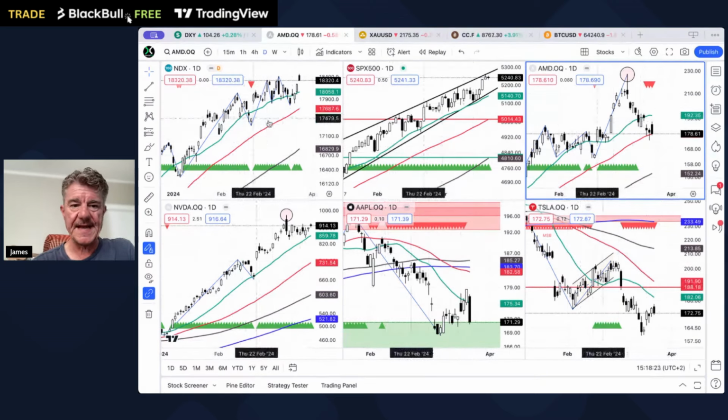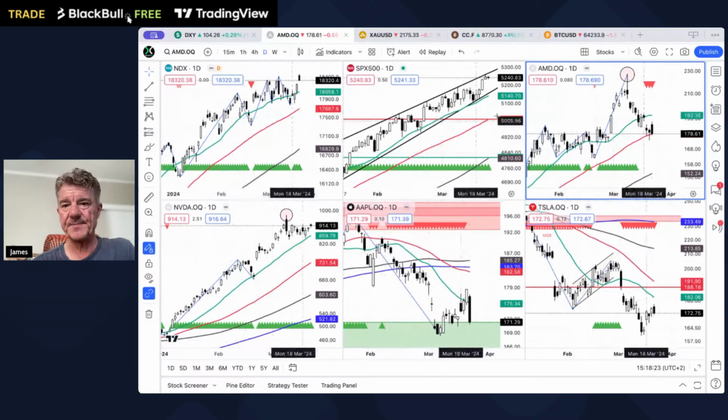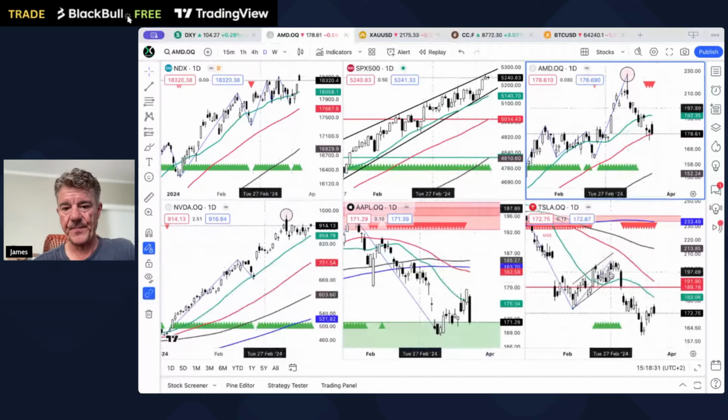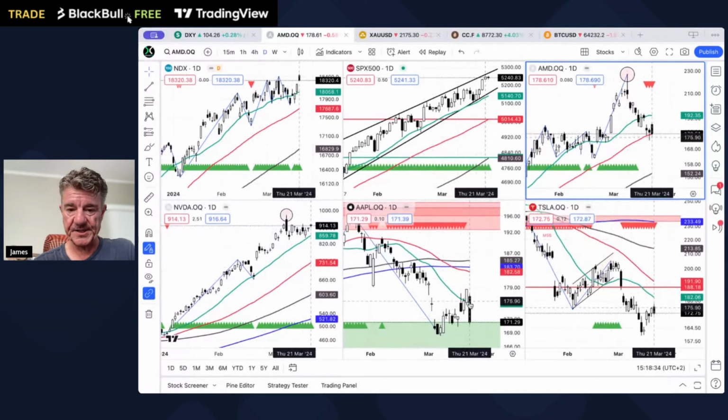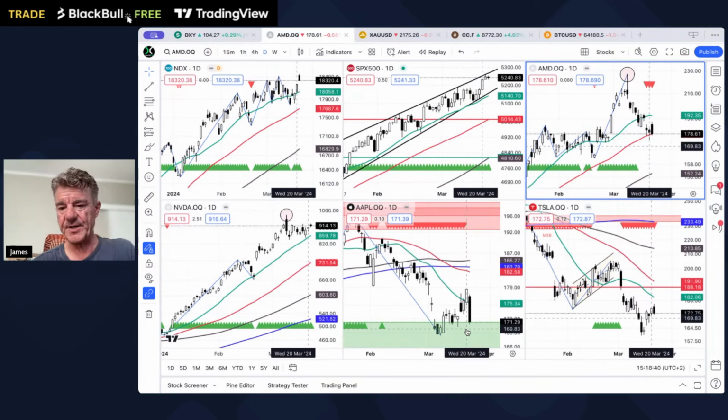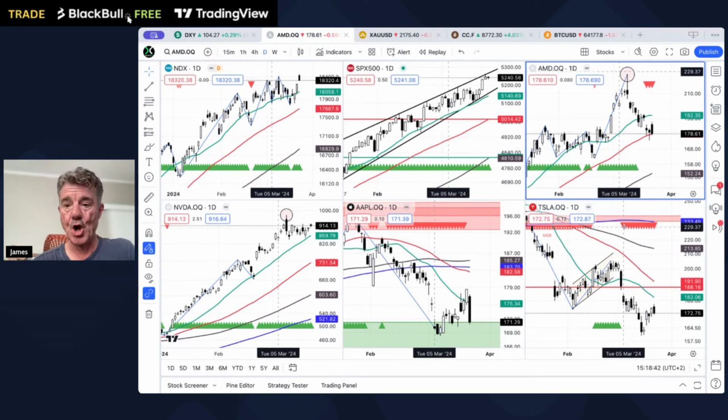All of these other ones, the NASDAQ, S&P, are green. AMD has now turned red, as you can see. NVIDIA is firmly green. We're still above the 20 period, and Apple is below, although only one day so far, just yesterday. We have not created a red arrow on Apple because we've only had one day below the 20 period moving average. And on Tesla, we've had loads of days.